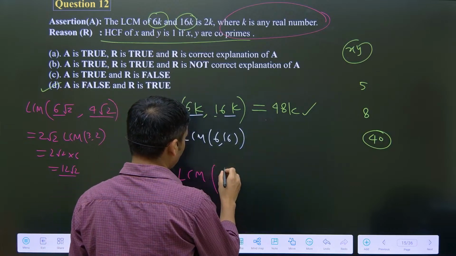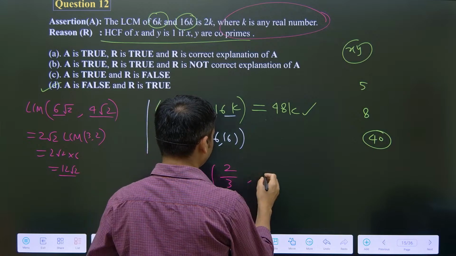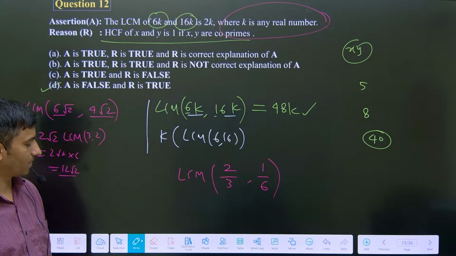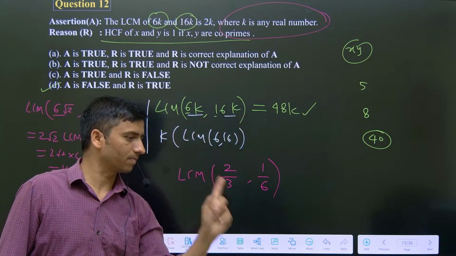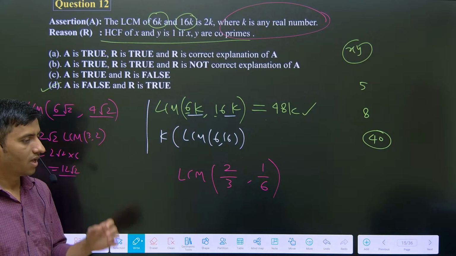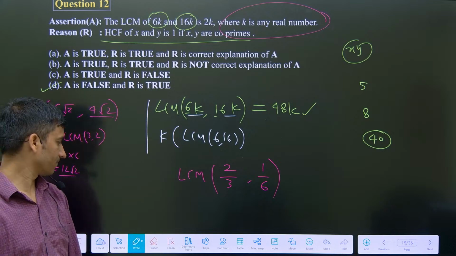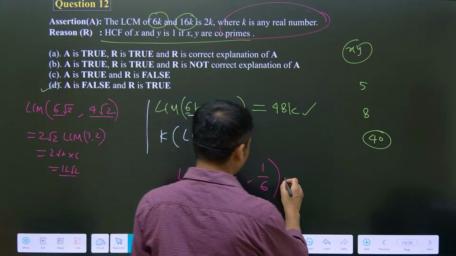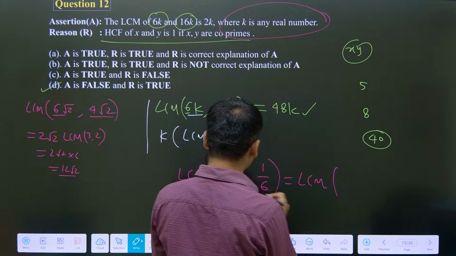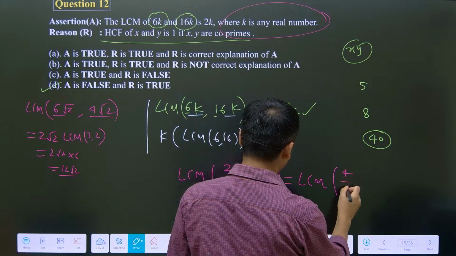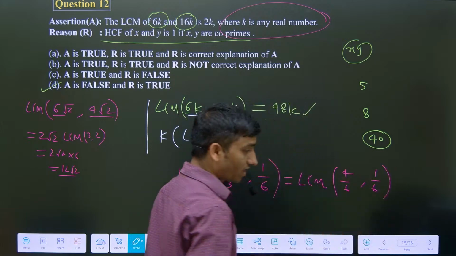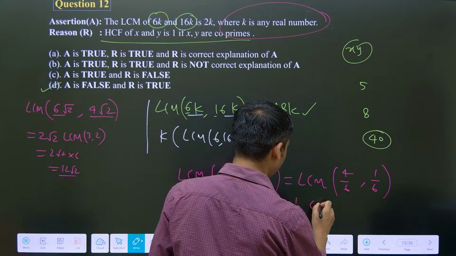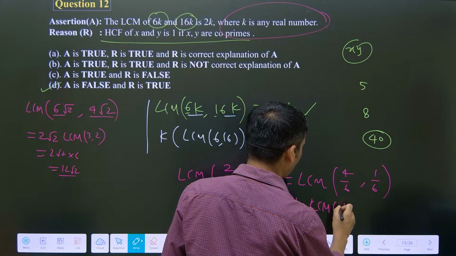LCM of 2 by 3 and 1 by 6. We might not have done questions of that type, but with the help of this concept, we can still answer them. So what do you do in these questions? Try to make the denominator the same. Are you getting? So if you make the denominator the same, it has to be 4 by 6 and 1 by 6. We can clearly see 1 by 6 is common. So it has to be 1 by 6 times LCM of 4 comma 1.